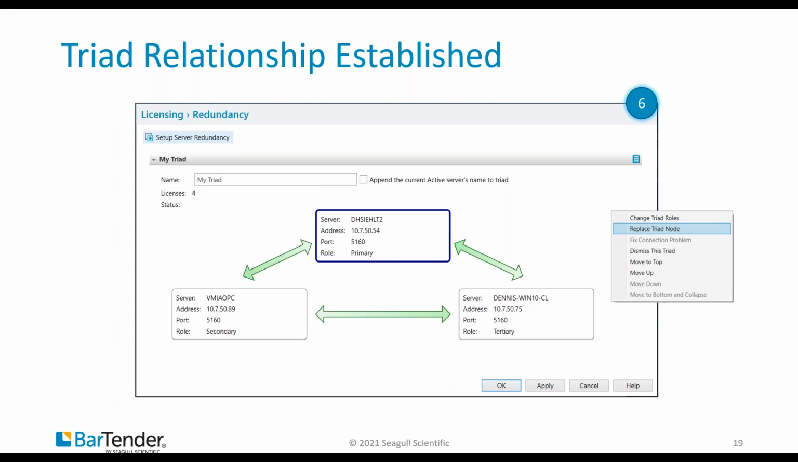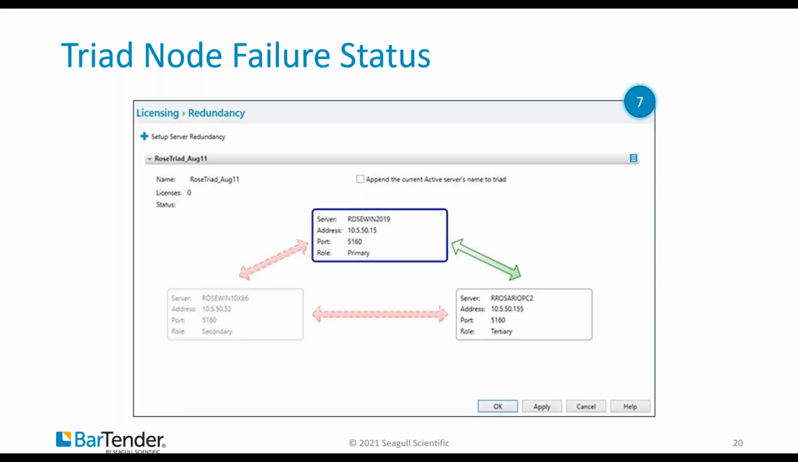So the tertiary's role basically is to satisfy quorum. Single license server nodes in a Triad don't act alone. They're part of the Triad. If both the primary and the secondary servers become unavailable, then the tertiary server does not process BarTender client print requests. What it will do at that point is monitor the other servers for availability. So that's the Triad.